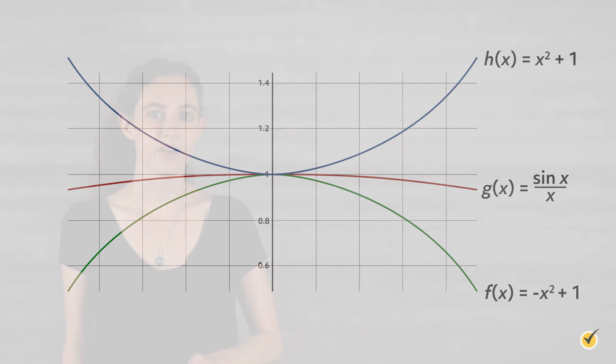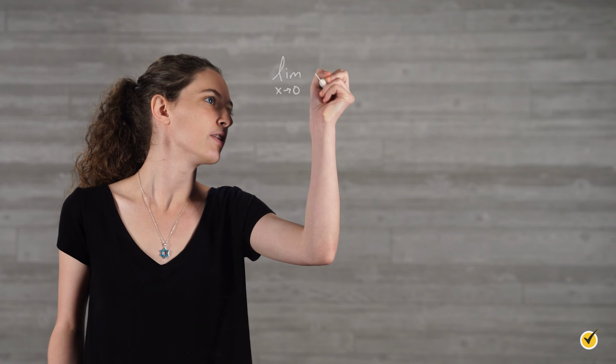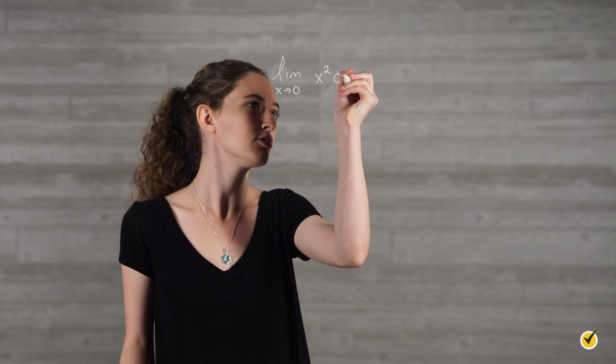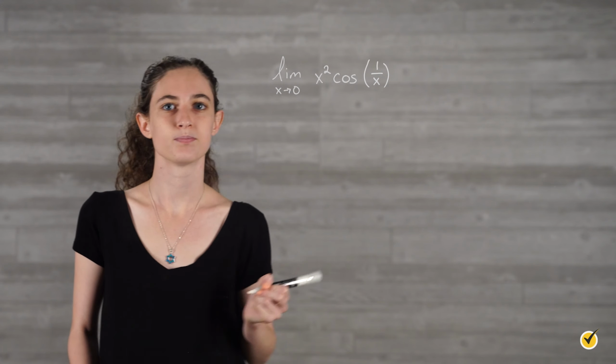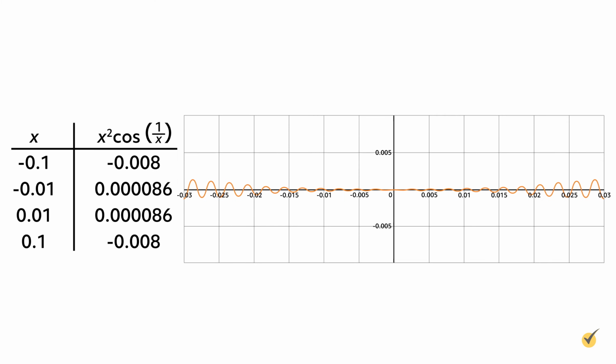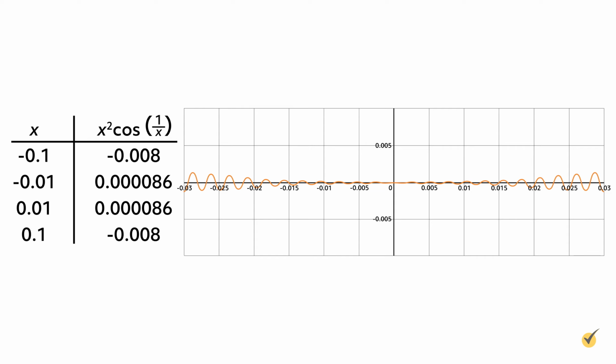Let's use the squeeze theorem to find the limit as x approaches 0 of x squared times the cosine of 1 over x. The table and graph show the function oscillates around the x-axis, but the limit is 0.